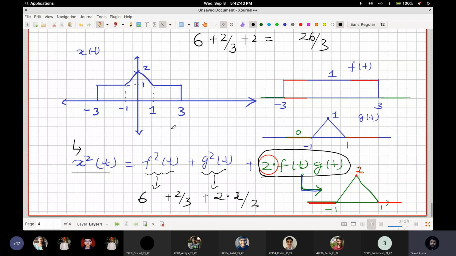Excuse me. Yes. Sir, could you please explain the two FTGTs? Like, how is it the area of the triangle? Okay, why did I take the area of this? I took the energy of this one and the area of this one, why? Are you asking this? Yes, sir. Okay, let me just show you that.